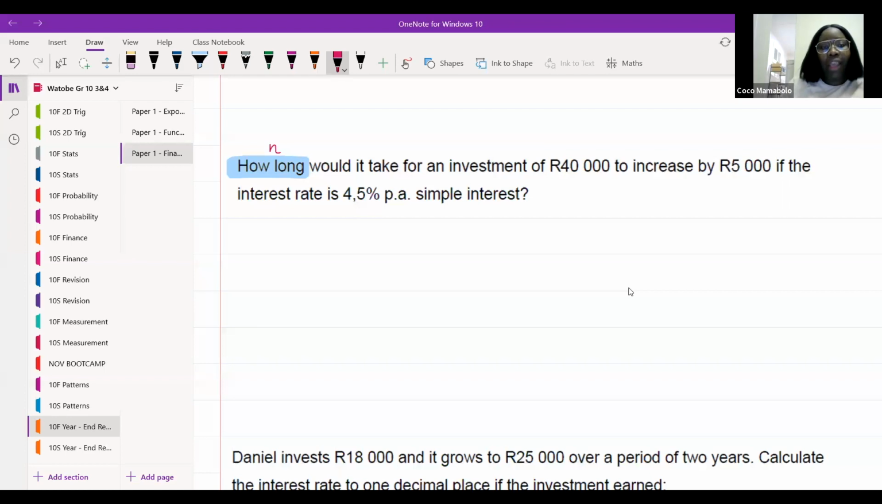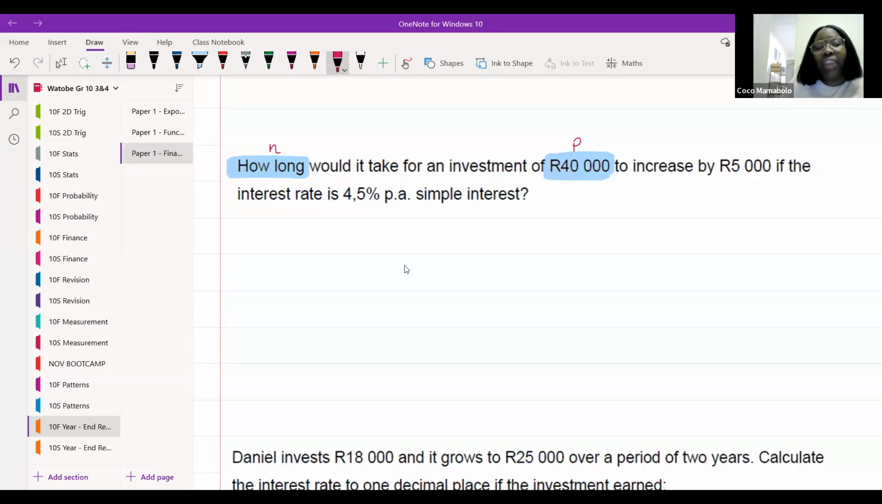But I'm guessing many of you think this is my A value and this is my P value. That's not the case. Unfortunately not. Let's read this statement again. How long would it take for an investment of 40,000 Rand? How much did we actually invest? We invested 40,000. So this is our P value.